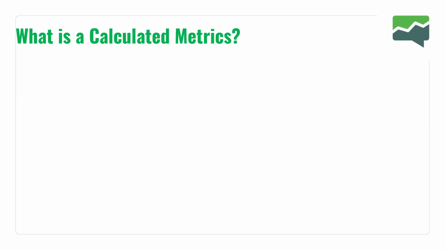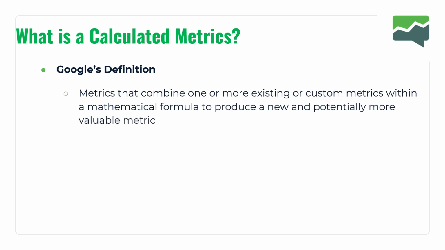Now, what is a calculated metric? First, let's go through Google's definition. They say a calculated metric is a metric that combines one or more existing custom metrics within a mathematical formula to produce a new and potentially more valuable metric. That's a lot of words, Google. Okay. Let's talk about the layman's or the real-world definition, or just a definition without that many words, right?